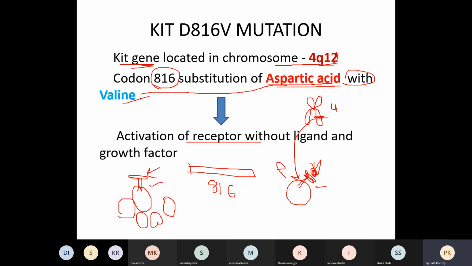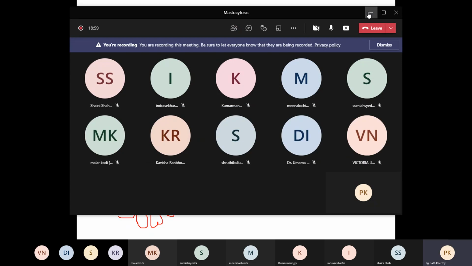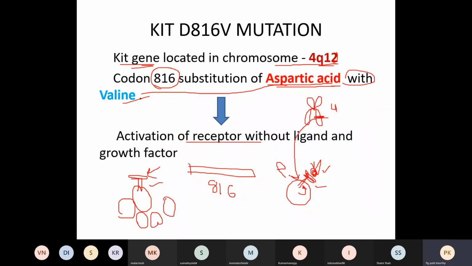So what happens normally? Normally, a receptor gets activated only if a growth factor or its ligand binds to it, right? And after a certain time, it becomes inactivated. There are some feedback mechanisms which cause its inactivation, right? So it will be active only for a certain period of time till you get the desired effect. Correct? But here your KIT gene has mutated, right? So obviously whatever receptor it is going to produce is abnormal.